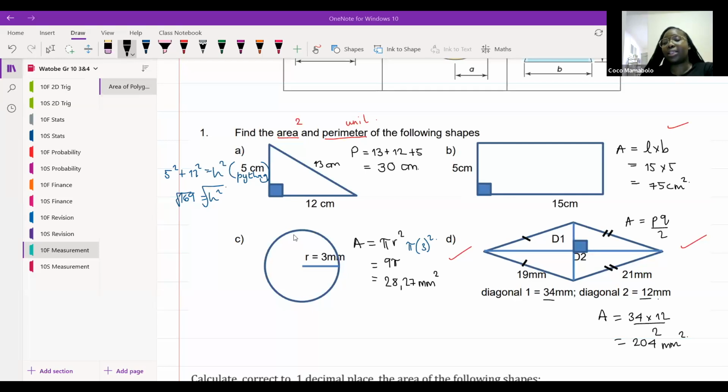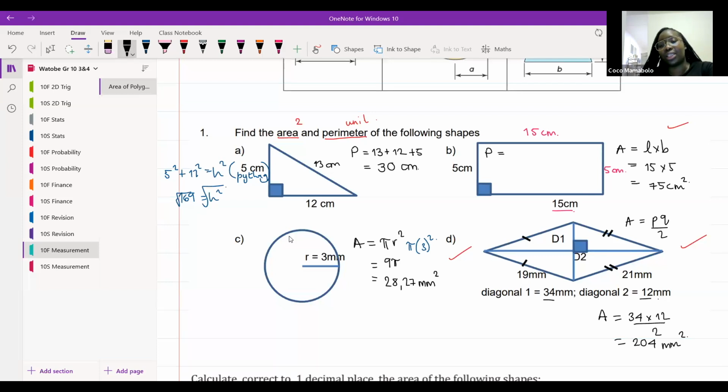All right, let's calculate the perimeter of this shape over here. We know that for our rectangle, we're just going to go around the shape and calculate. But what we do know is that if this side is 15 centimeters, the opposite side is also 15 centimeters. And if this side is 5 centimeters, the opposite side is also 5 centimeters, right? So we're calculating the same thing twice.